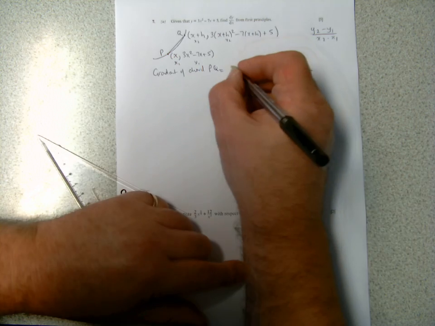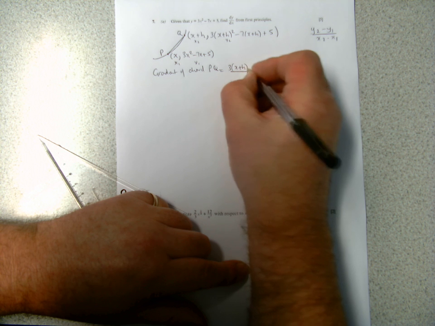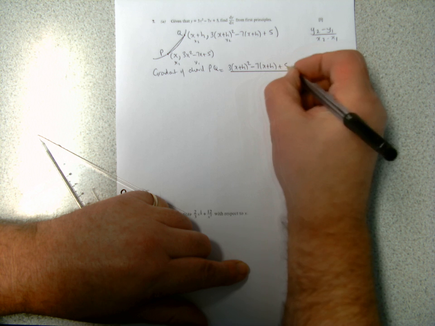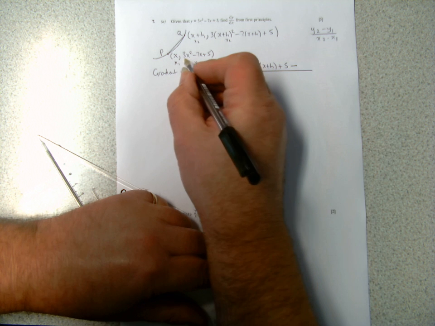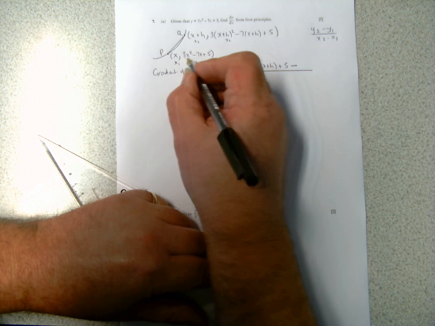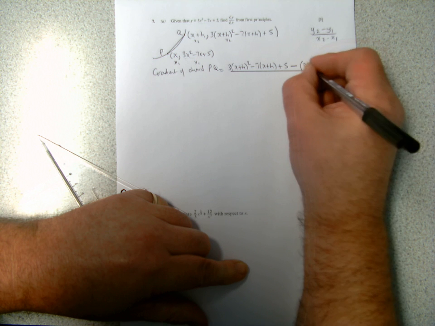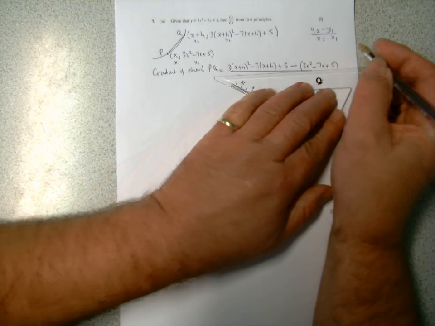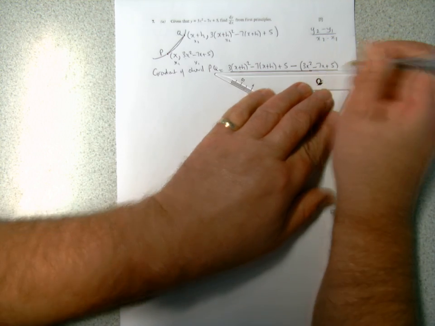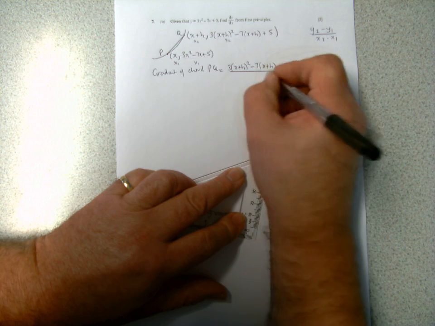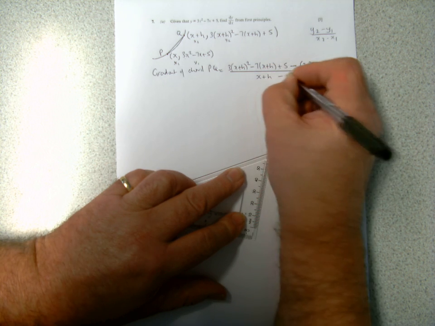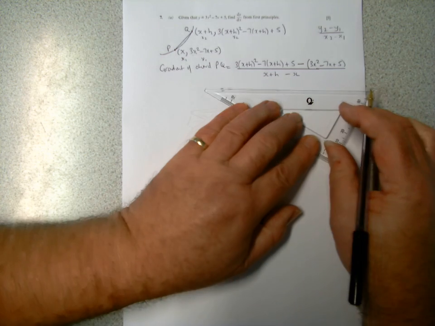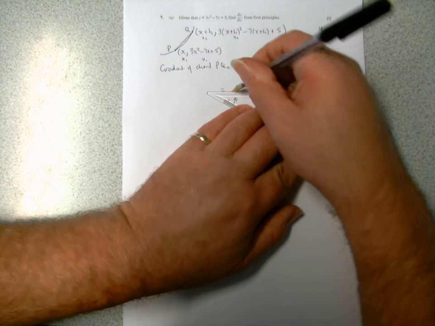So on the top line then it'll be 3 lots of x plus h all squared minus 7 lots of x plus h plus 5. Take away, and I'm taking away this expression here, that's 3 terms, so I need to use a bracket. So 3x squared minus 7x plus 5. That's the top line. And the bottom line, x2 minus x1 is x plus h, take away x. So we'll expand and simplify on the top line.